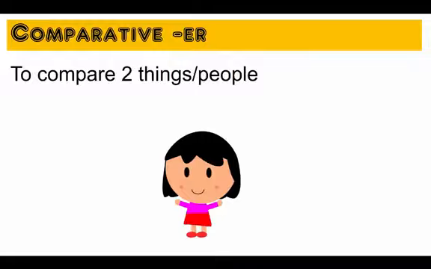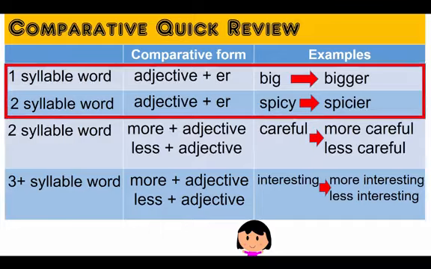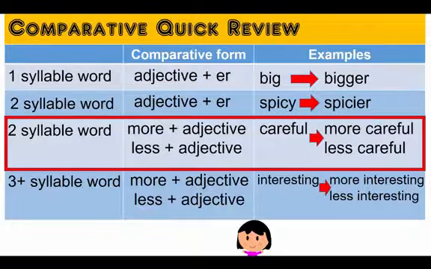Let's review the comparative. We use the comparative when we compare two things or two people. In my case, I compared two schools. For adjectives with one syllable and some adjectives with two syllables, you add an ER to the adjective. Big becomes bigger. Spicy becomes spicier. Some two-syllable words are special. You would add more or less to the adjective. So careful becomes more careful or less careful.